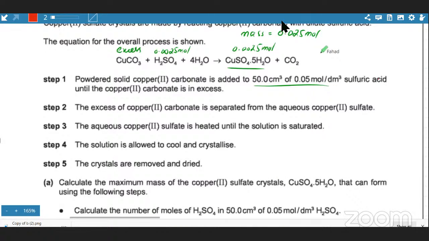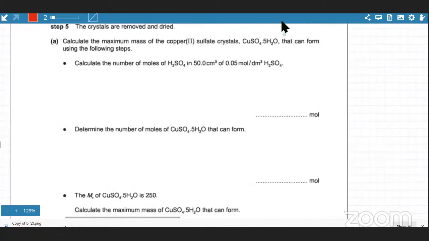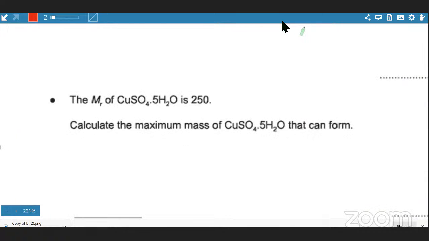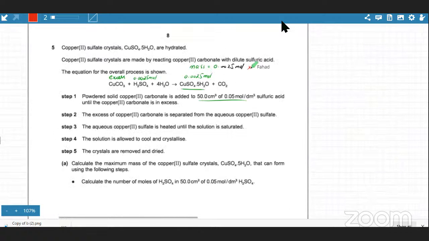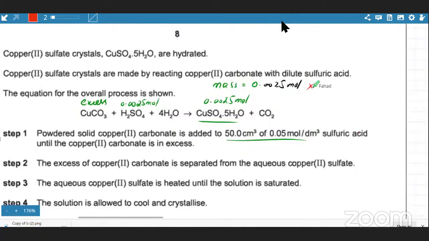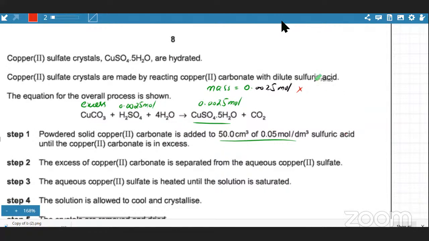So it's 0.0025 moles. And I need to find out the MR, which hopefully is given somewhere. They've given us all the steps. The MR of copper sulfate is also provided. That's given as 250. So let's do the working on the question.